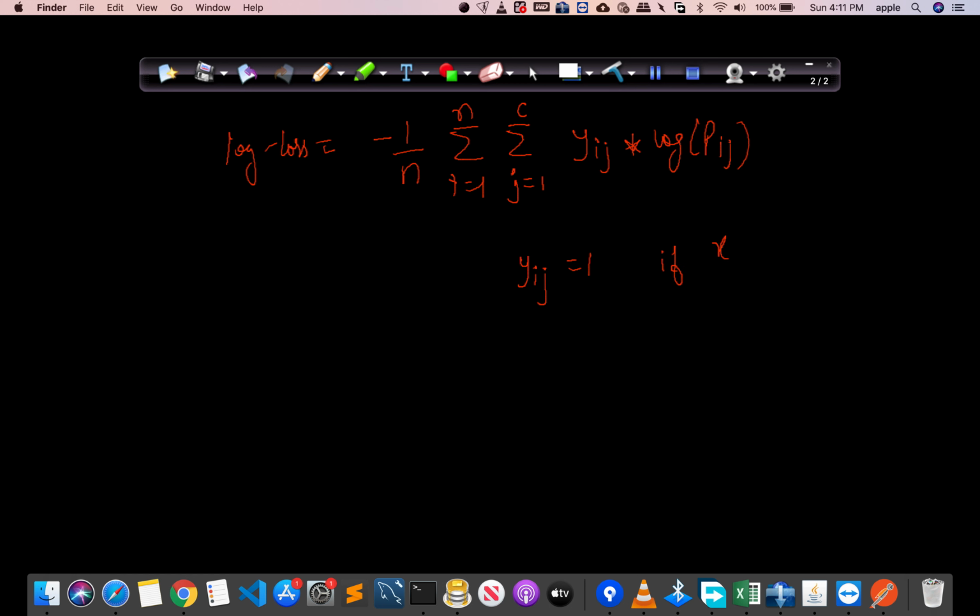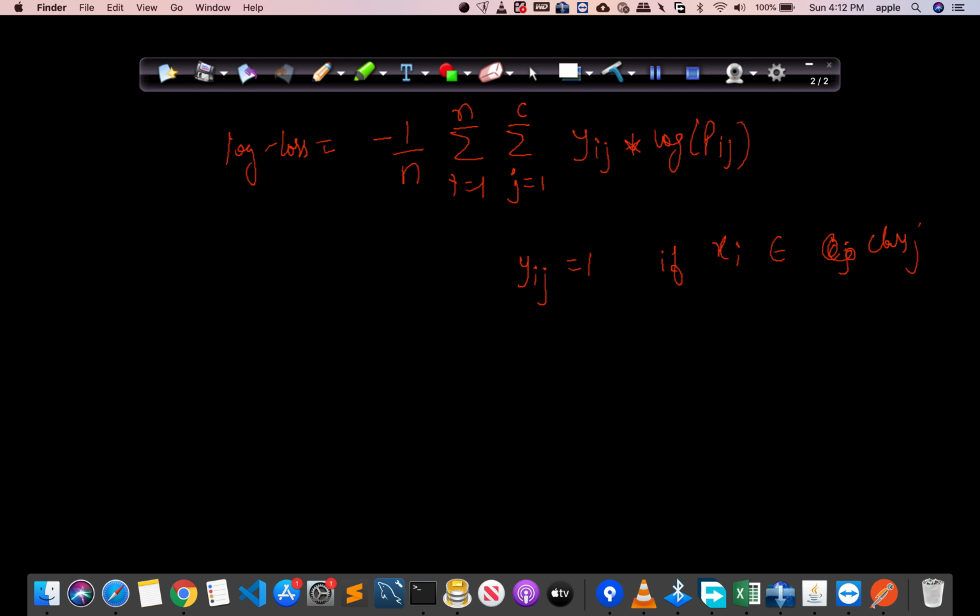log loss and how to use log loss in multi-class setting. For multi-class setting, the formulation of log loss is minus 1 upon n. This is same as in binary class. So this is i equals 1 to n, and this is summation j equals 1 to c. This is y_ij multiplied by log of p_ij, where y_ij is equal to 1 if x_i belongs to c_j or class j.